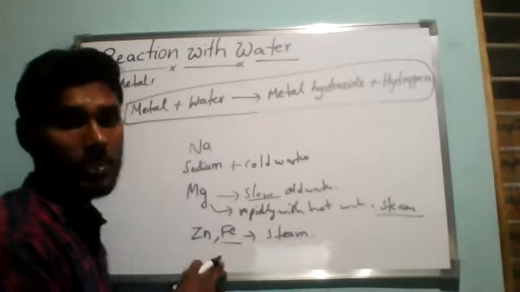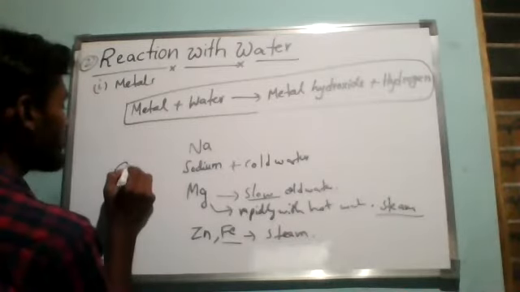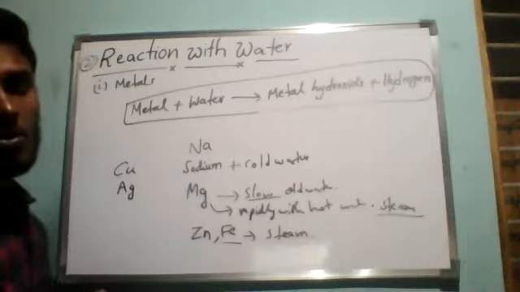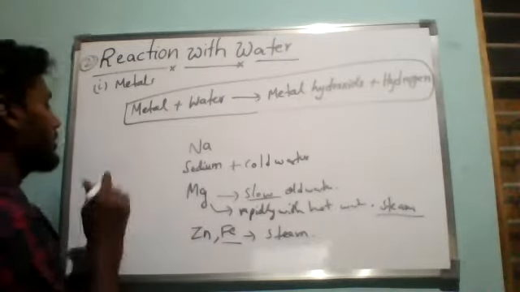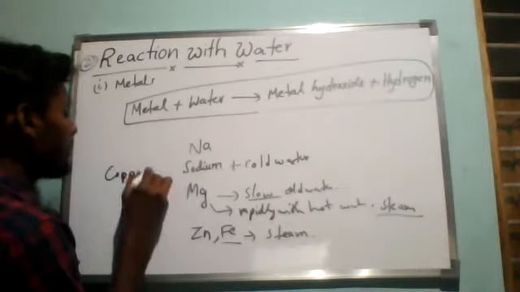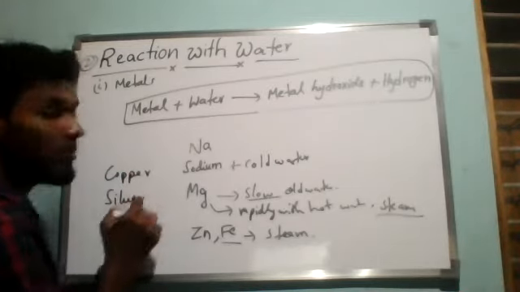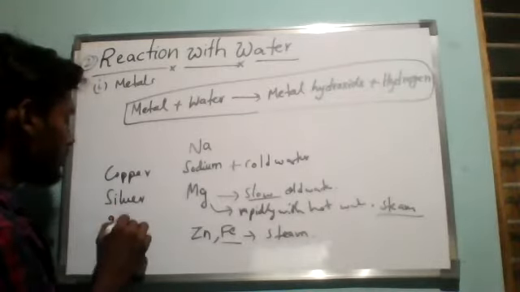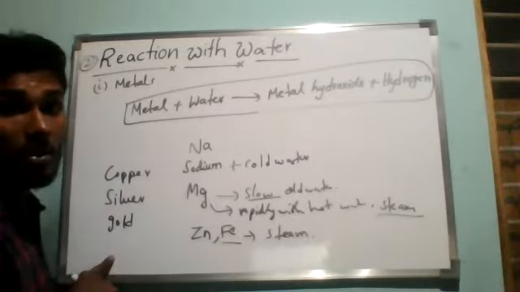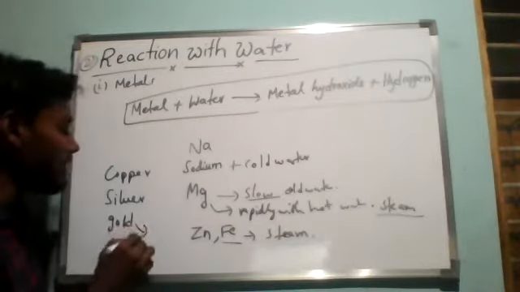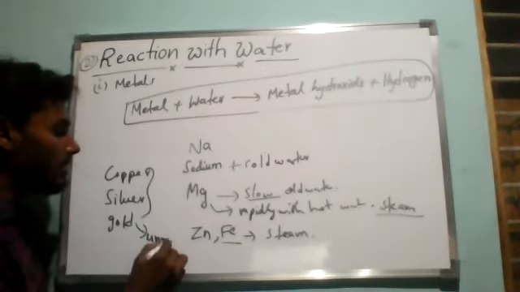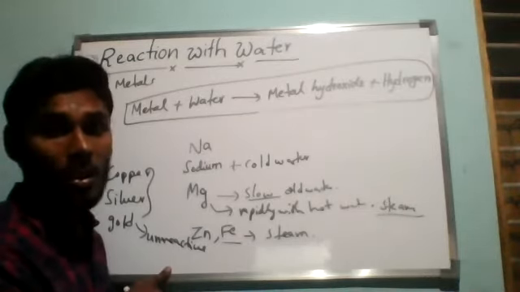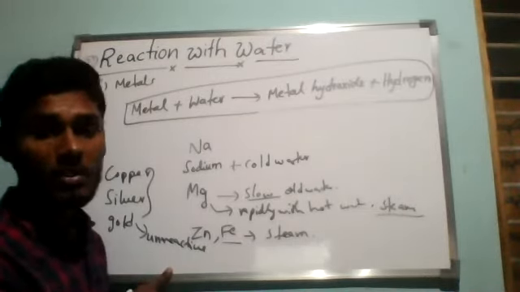Like that, if you take metals like copper and silver, the copper symbol is Cu and the silver symbol is Ag. If you want, you can write copper and silver. And if you take gold also, these are very less reactive metals, very unreactive, you can write. These three are unreactive, they won't react. They do not react with water or even with steam.